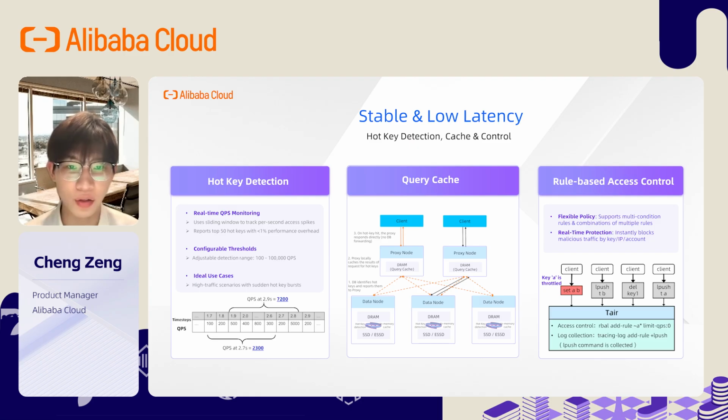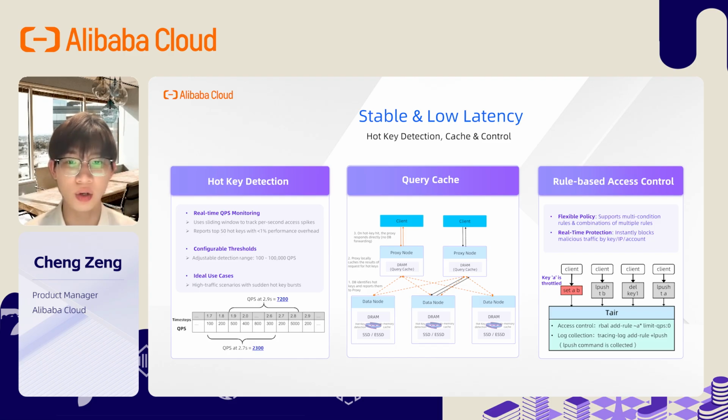To identify and manage hotkey traffic, we use a sliding time window to monitor the QPS of each key in real time. The system will count the keys with a sudden QPS surge in the past 1 second and automatically identify the top 50 hotkeys, and the process has almost no impact on performance. For example, if the key QPS rises from 2300 at 2.7 seconds to 7200 at 2.9 seconds, the system marks it as a hotkey and triggers follow-up actions.